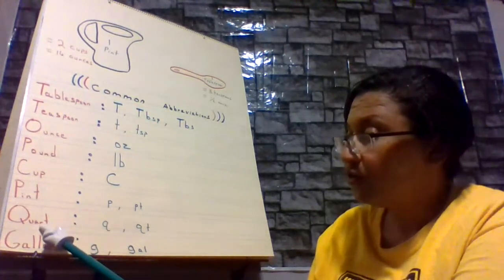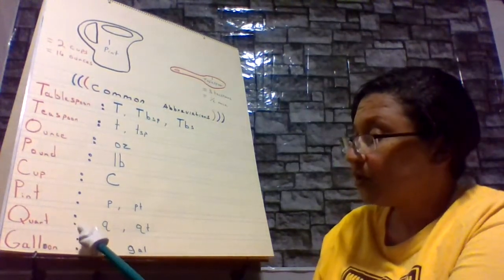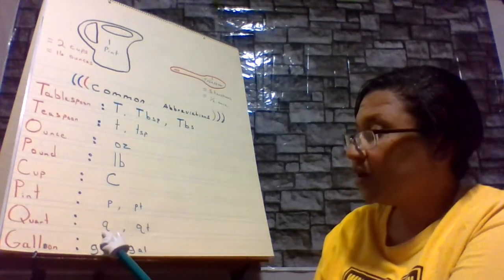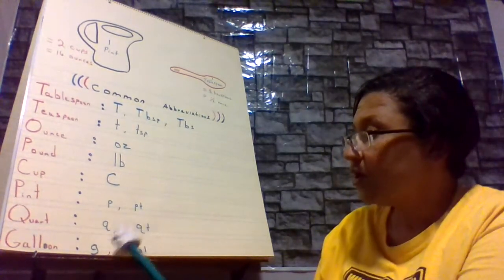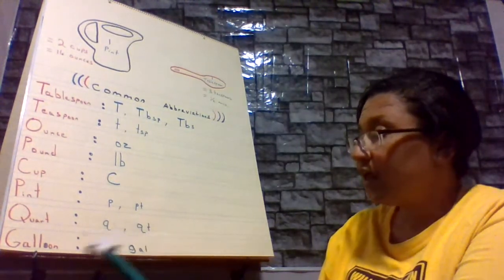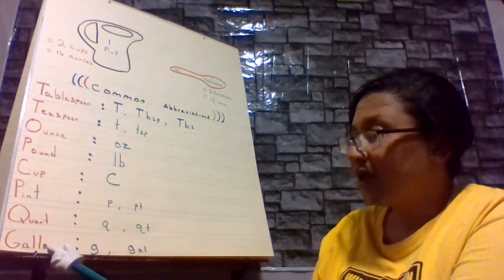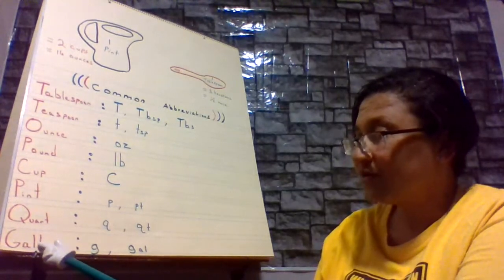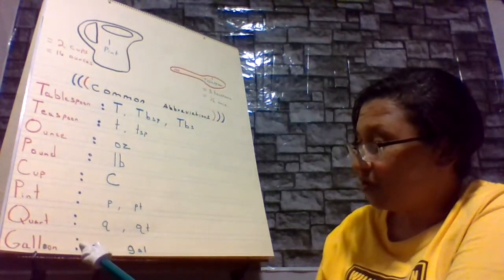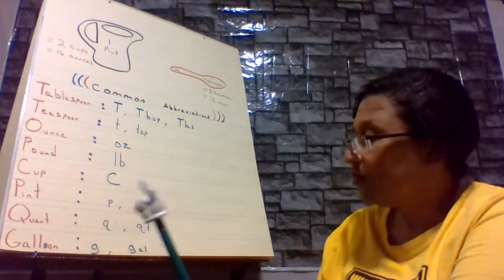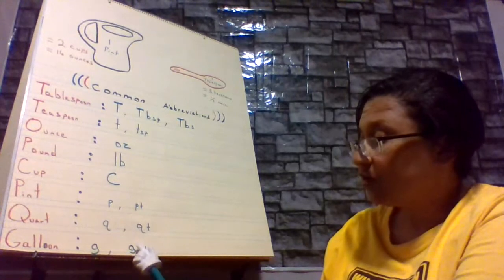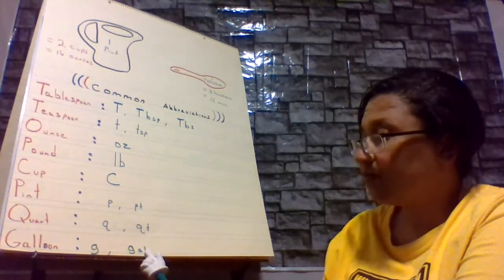Quart, QUART. Go ahead and put those colons. That is going to be represented by a lowercase q or a lowercase qt. And last but not least, gallon. Had a little mishap here, but go ahead and put your gallon down and your colon, and that's going to be the abbreviation lowercase g or the lowercase GAL.